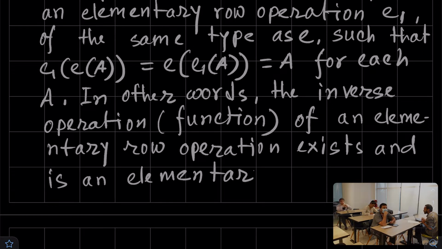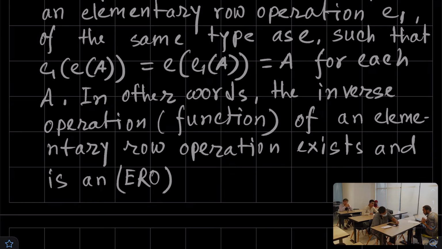So I suggest that you use an abbreviation ERO because you are writing it every time. Just write ERO, elementary row operation, right? ERO. The inverse of an elementary row operation exists and is an ERO of the same type.